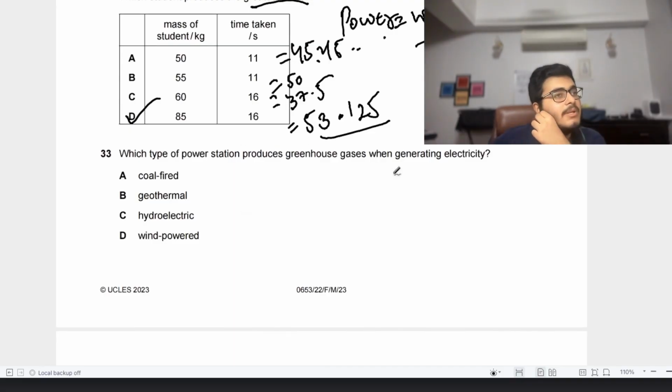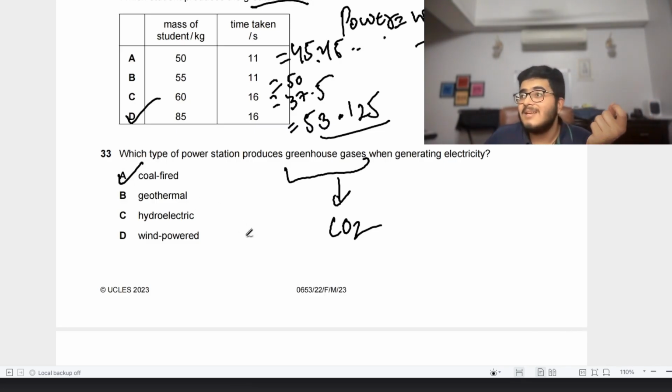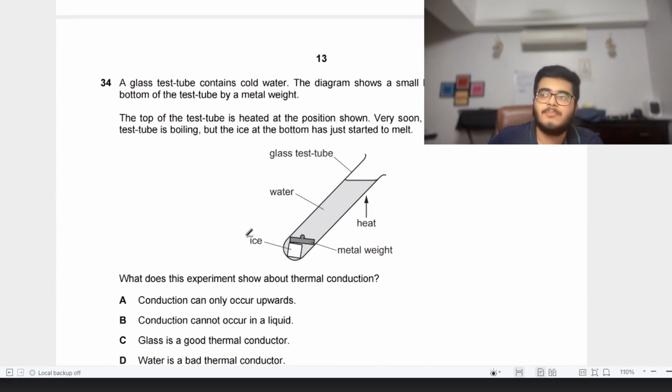Which type of power station produces greenhouse gases? So one of the most famous greenhouse gases is CO2. We all know that. So which one is going to produce CO2? Coal. Why? Because when coal is being fired, combustion is there, and combustion will always produce CO2 and water, right? We learned that in hydrocarbons, but then it's going to be combustion.